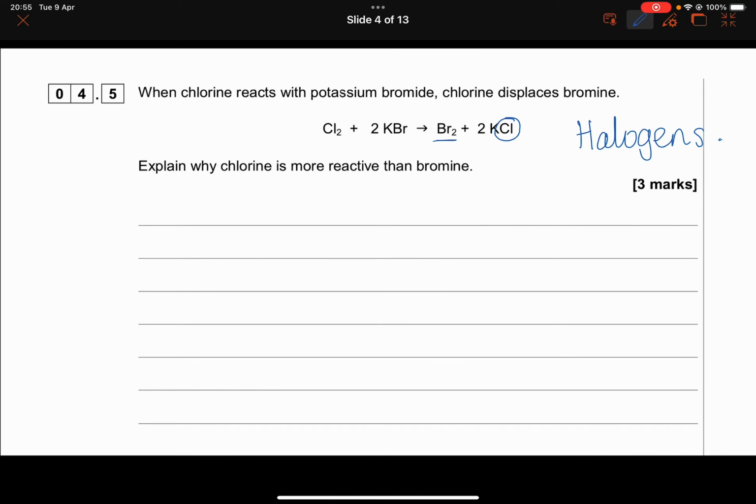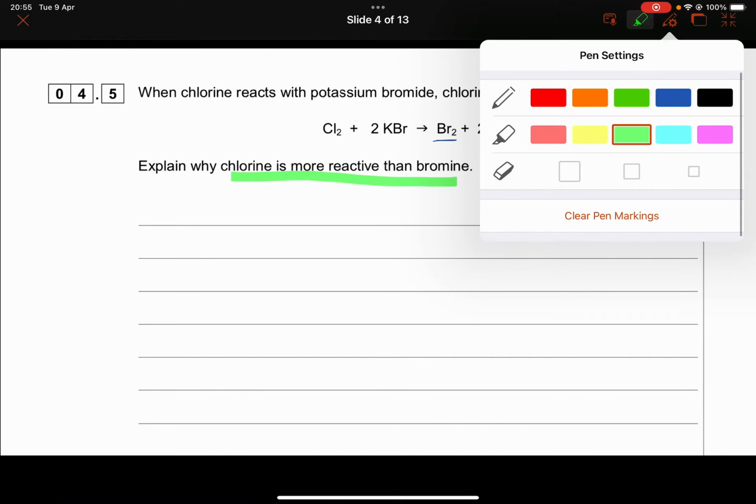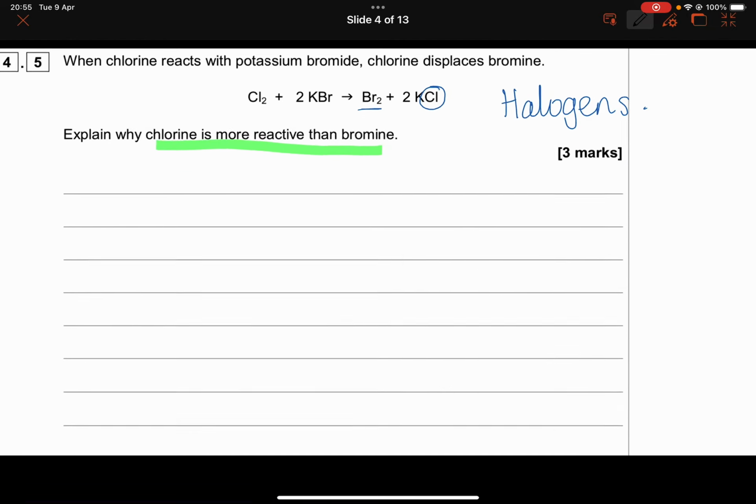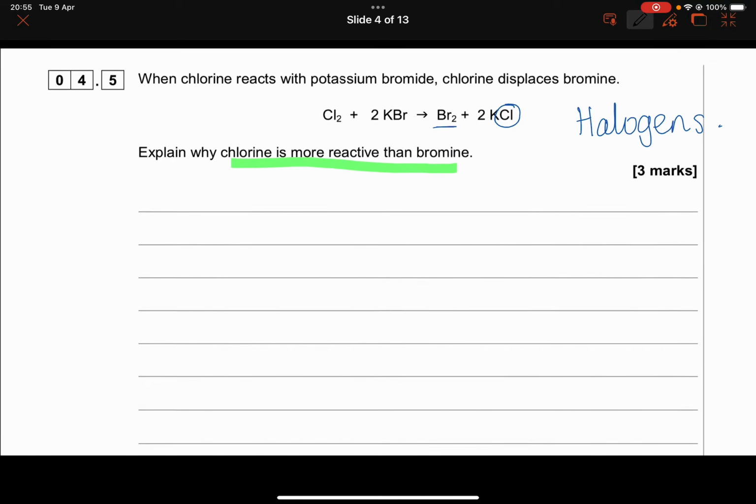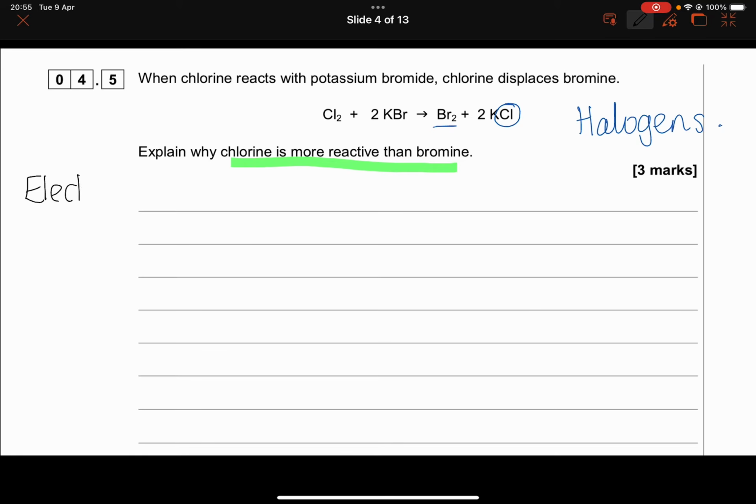And we've got to explain why chlorine is more reactive than bromine. Now, when we're talking about reactivity, the information that we need to access this question is the electronic structure.